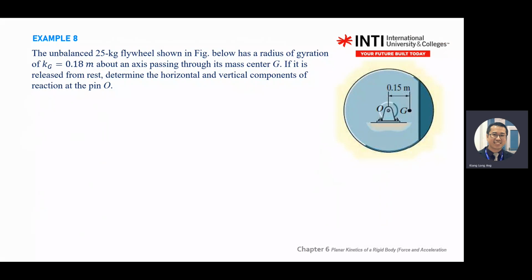So let's look at example 8. In example 8, you have pin O, or in the question you see O and G, which means you can no longer use the previous one. You need to use the O equation, MO and IO equation. That is the difference. The rest is the same. In example 8, you have this imbalance. How do you know it is imbalanced? If balanced, your G will be at the O here. Imbalance means there is a shift of mass at a certain point.